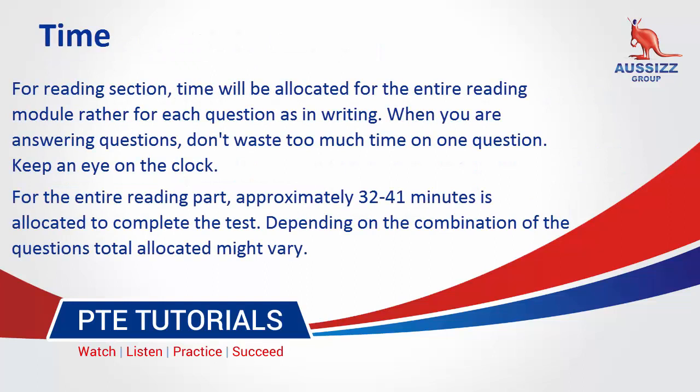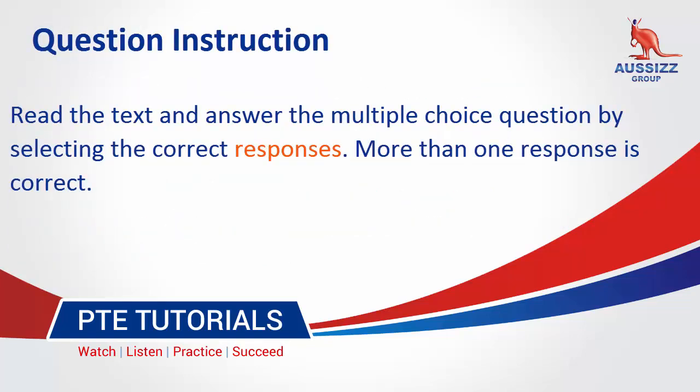Now let's go over the time a little bit. For our reading section, you will be allocated time for the entire reading module rather than for each question, as you wouldn't be in writing. When you are answering questions, do not waste too much time on one question. Keep an eye on the clock and keep moving. For the entire reading part, you only have 32 to 41 minutes to complete this portion of the test. Depending on the combination of questions, the times might actually vary.